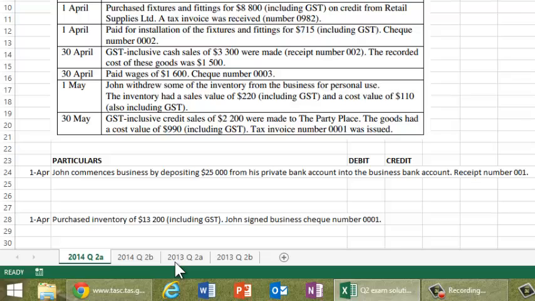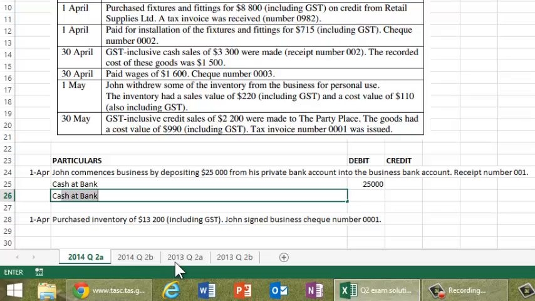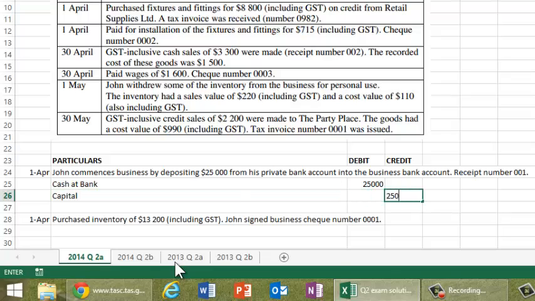It's obviously got to do something with cash at bank because there's a receipt number there. So we have cash at bank, and that's going to be a debit. Whenever you put something into your bank account, it's a debit, it's an asset after all. And John is the owner, so it has to do with capital, and that's my credit entry there. There's my first entry done.